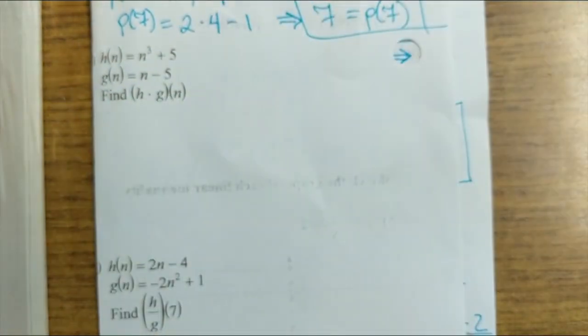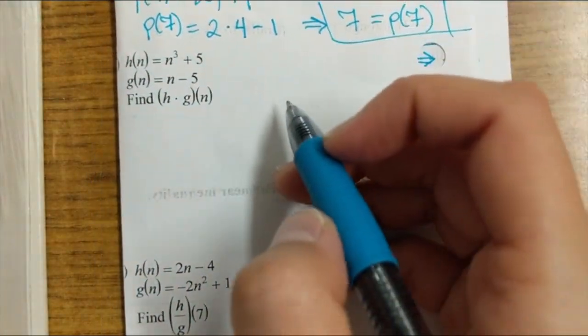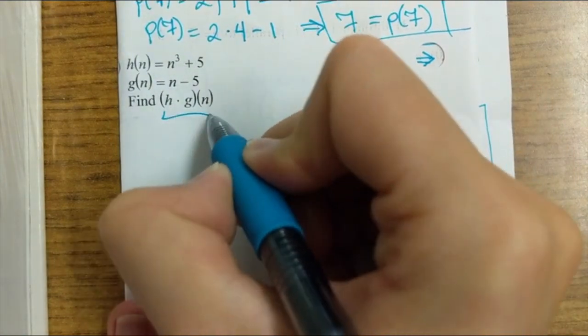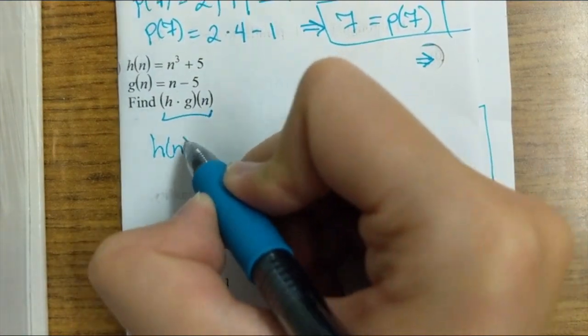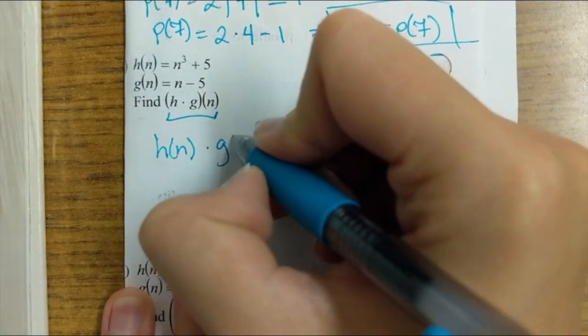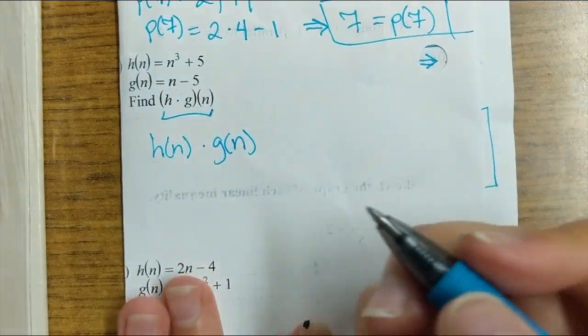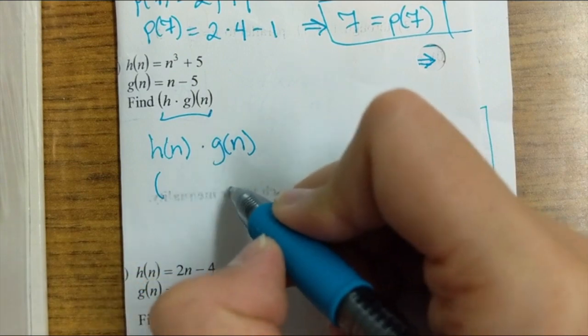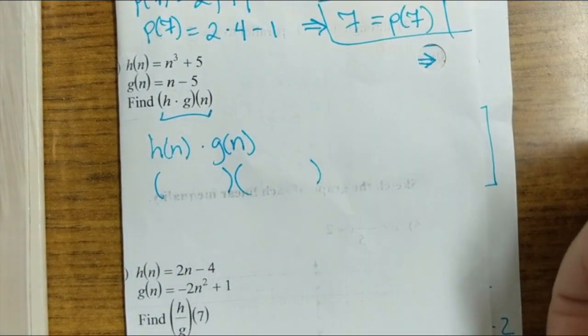H times g of n. Okay, so we're going to take this, which also means h of n times g of n, if that helps to make it any clearer for you. So h of n times g of n.